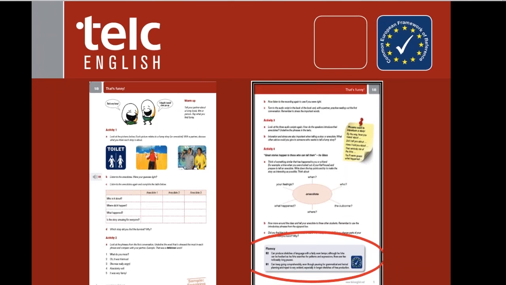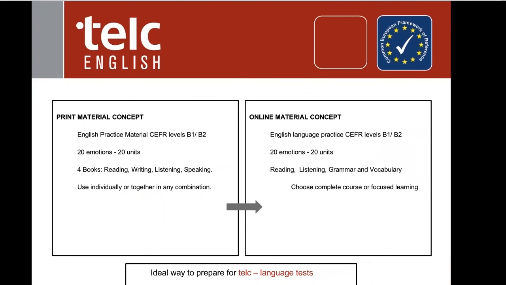Now what we're going to do is move on to the online material and look at how the books link to the online material. So again, we see print material, the concept. You have on the left there, English practice material, CEFR levels B1, B2, 20 emotions, 20 units, 4 books, use individually or together in any combination. And the online concept mirrors, to a certain extent, the books. So the books were used, these were the guidelines, so to speak, and the books expand on that.